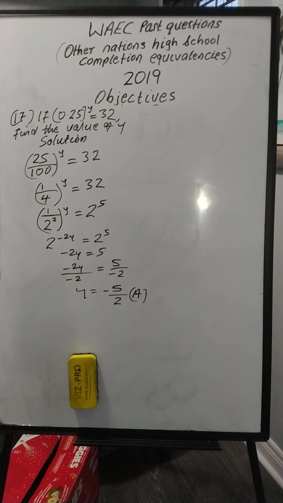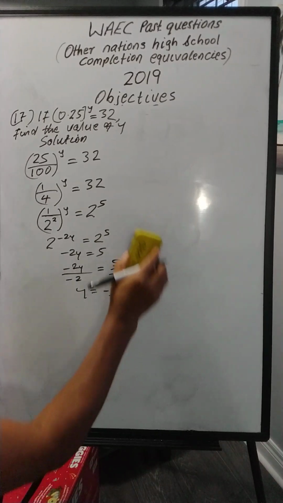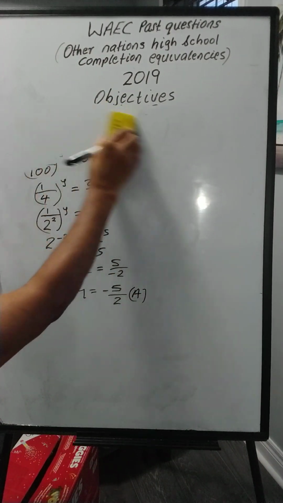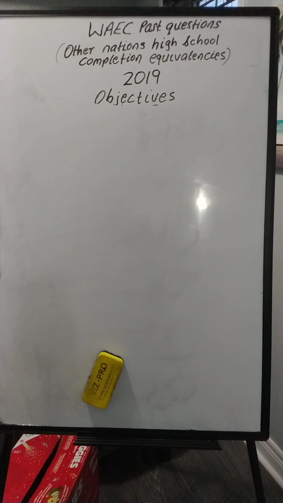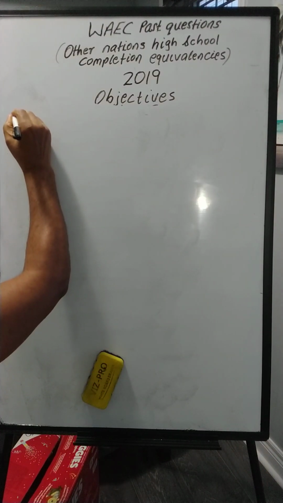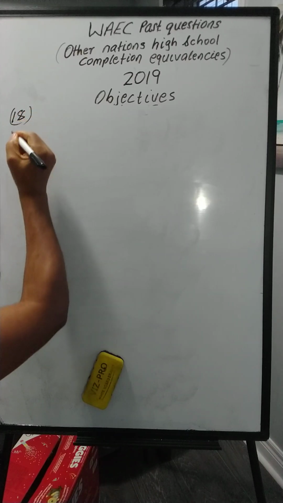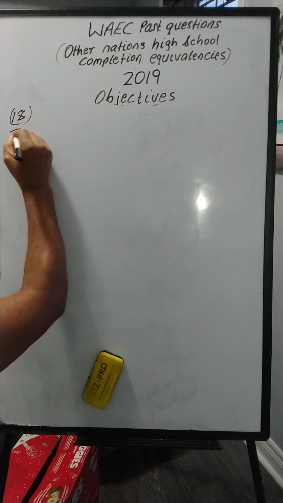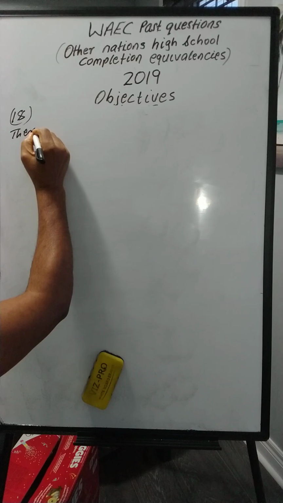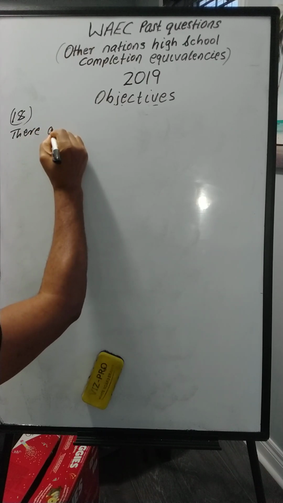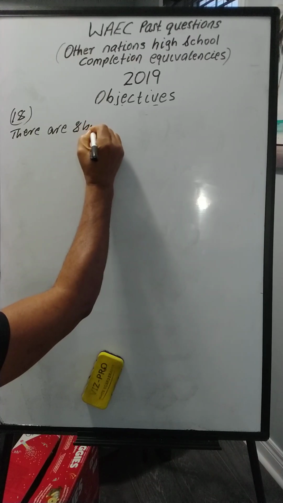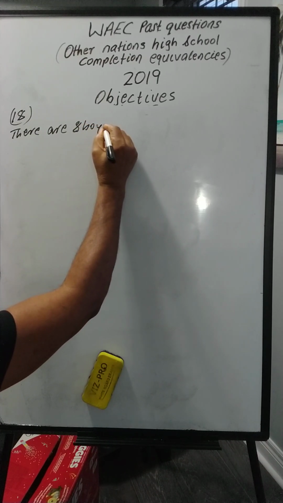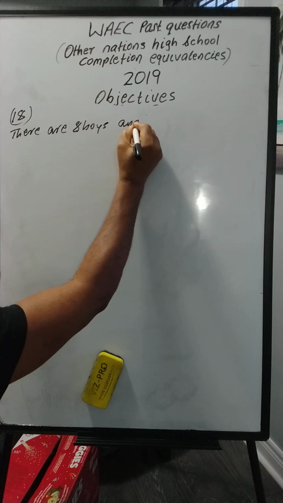Number 18 of the question. Let's go. There are 8 boys and 4 girls.